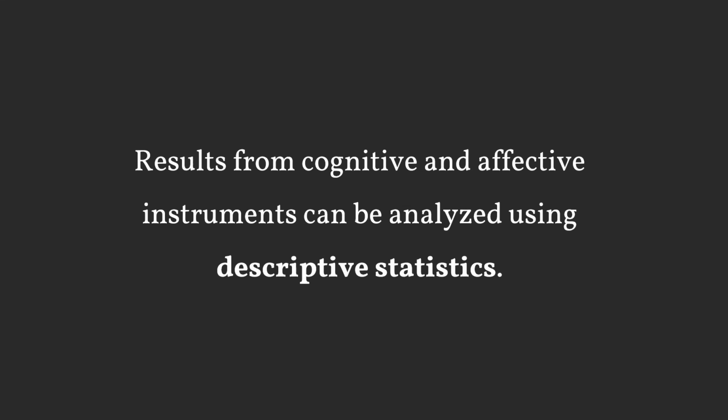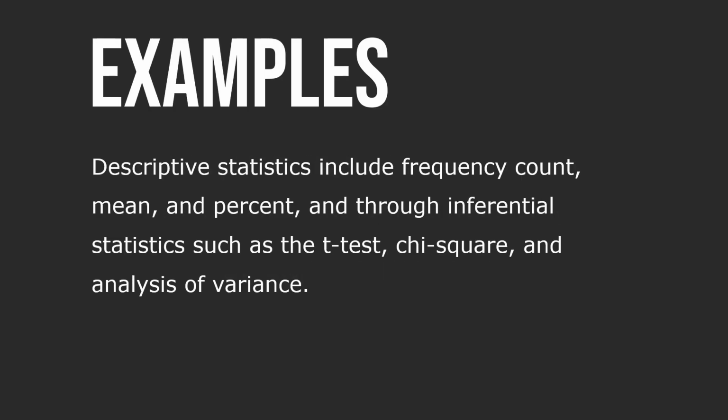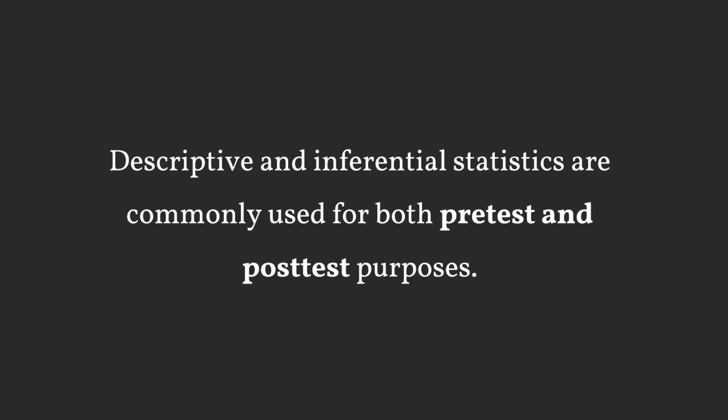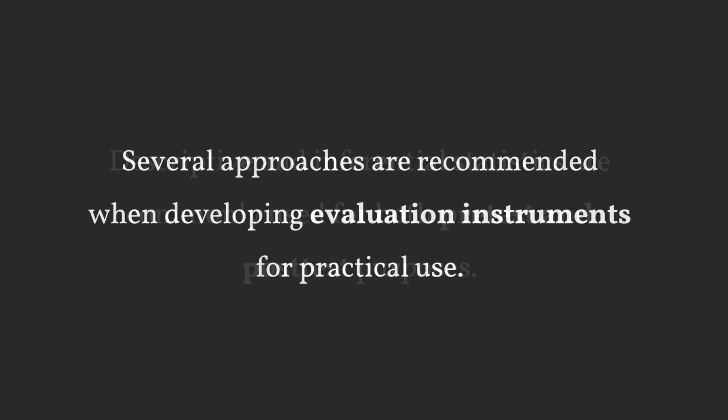Results from cognitive and affective instruments can be analyzed using descriptive statistics. Descriptive statistics include frequency count, mean, and percent, and through inferential statistics such as the t-test, chi-square, and analysis of variance. Descriptive and inferential statistics are commonly used for both pre-test and post-test purposes. Several approaches are recommended when developing evaluation instruments for practical use.